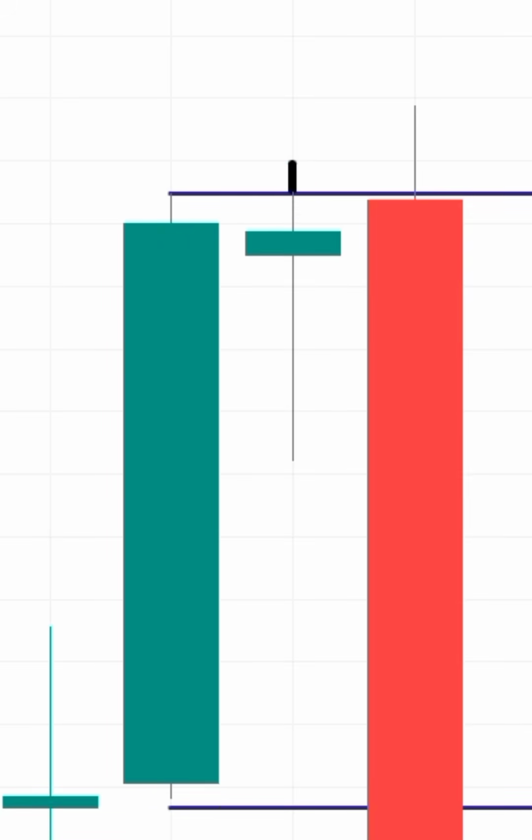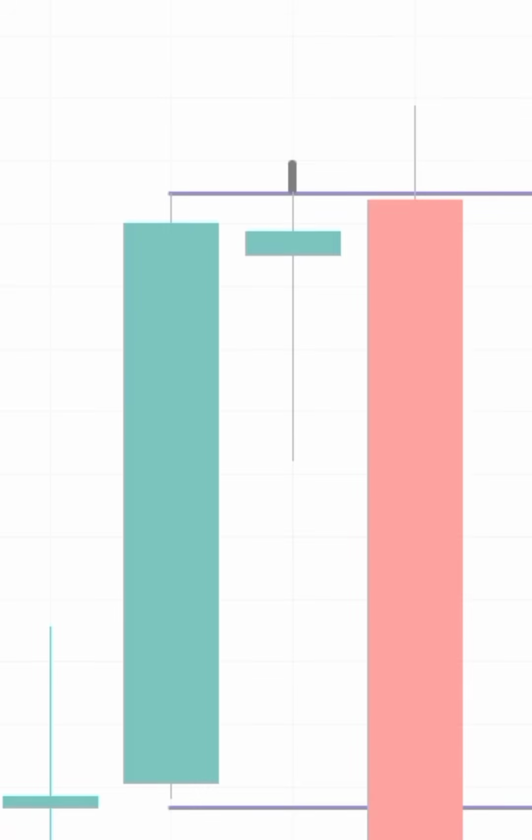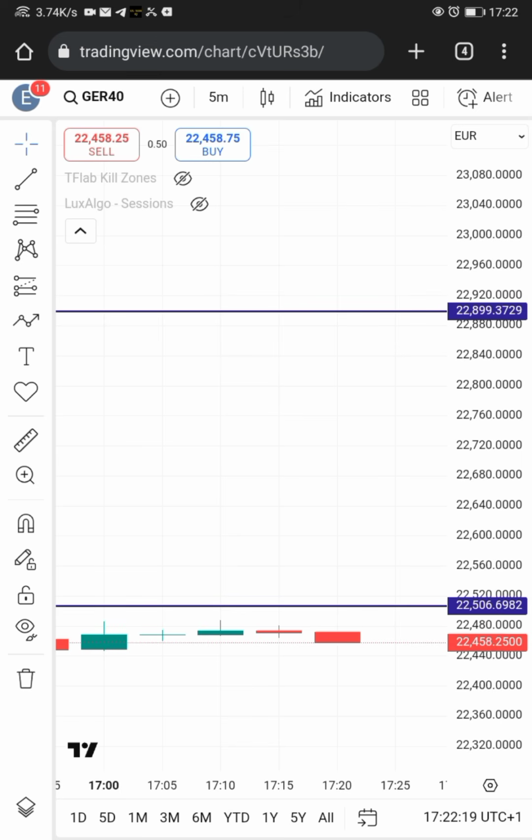So let us go to a smaller time frame like M5 to show you what you will do, because with this strategy you are going to be making use of two indicators.